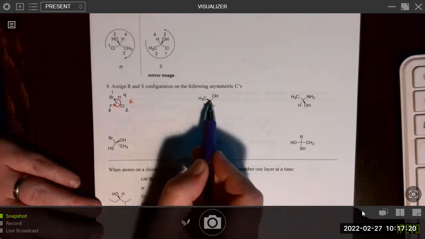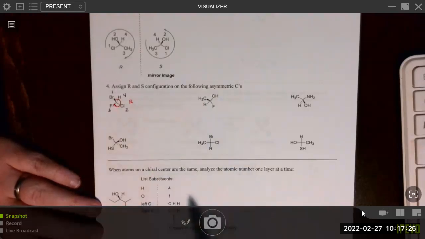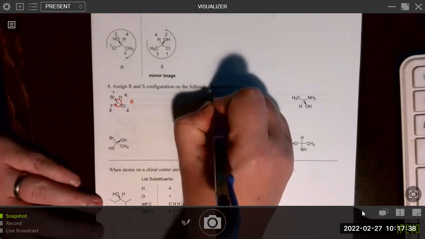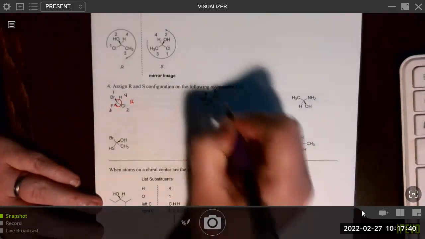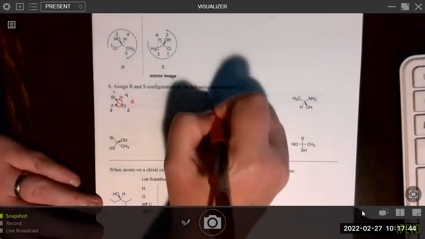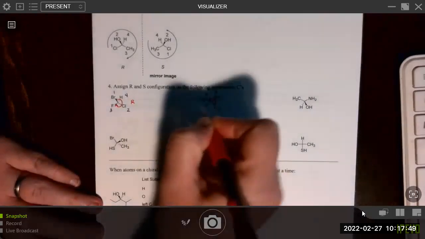We have the same situation here. The hydrogen will be our 4th priority group and it's pointed back. So we'll be able to do a straightforward clockwise or counterclockwise rotation after we figure out the priorities. Fluorine has the highest atomic number, followed by oxygen, followed by carbon, followed by hydrogen. And again, I just go from 1 to 2 to 3 with the 4th priority pointed back. This is counterclockwise and S.